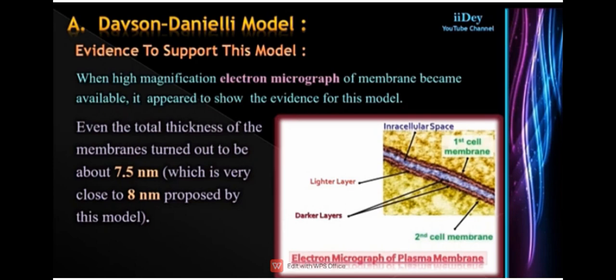Evidence to support this model: when high magnification electron micrographs of membranes became available, they appeared to show evidence of this model. Even the total thickness of the membranes turned out to be about 7.5 nm, which is very close to the 8 nm proposed by this model.